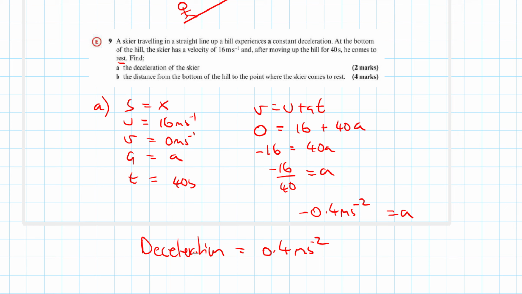Again, by implying it's deceleration, you don't need to say that it's a negative, because you're already assuming that it will be negative through using the word deceleration. But that is your answer for part A. Then the next thing we look at is the distance from the bottom of the hill to the point where the skier comes to rest.